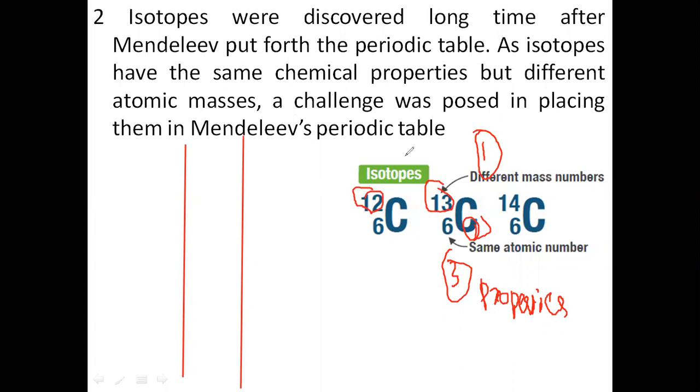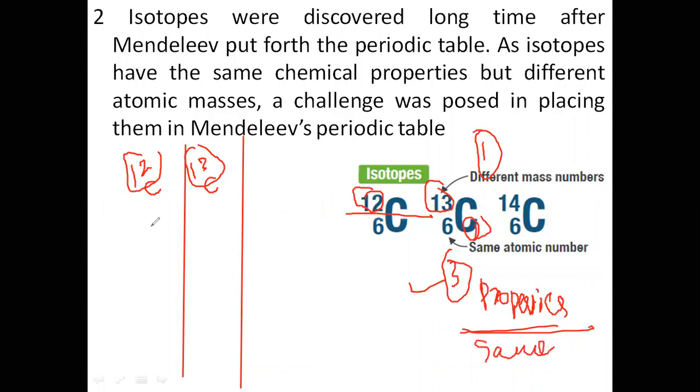You arrange elements in increasing order of atomic mass numbers. So C-12 will come first, and then C-13. It means that if atomic mass numbers are different, then according to increasing order, they should be placed in different groups. But on the other side, as you can see, their properties remain the same. If their properties are the same, they must be placed in one group only.